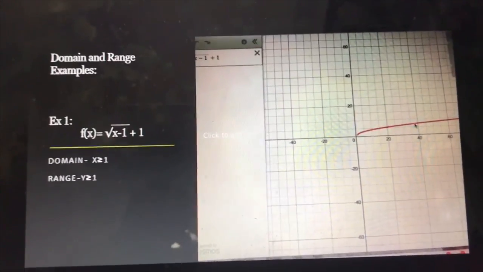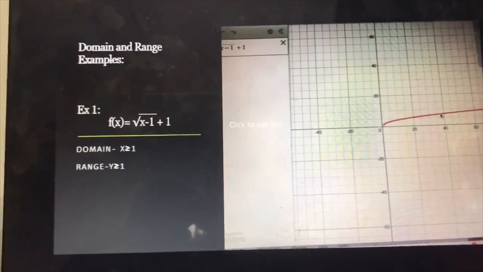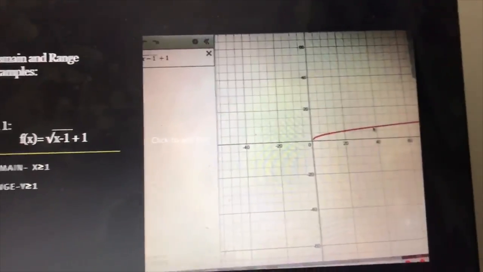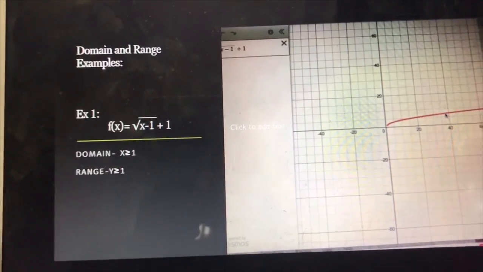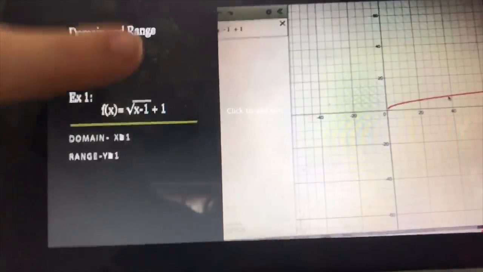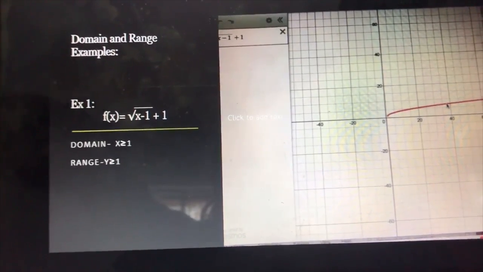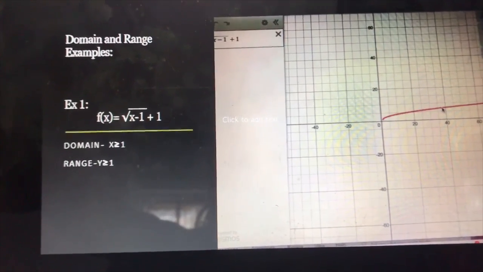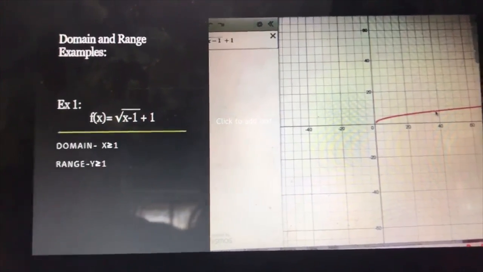A few domain and range examples. Example 1. If f of x equals the square root of x minus 1, plus 1, and there's the graph of that, then the domain is x is greater than or equal to 1, and y is greater than or equal to 1. That's because the x is the minus 1 right there, and then the y is the plus 1. And you're going to take the opposite of the 1, and that is going to be your domain range.